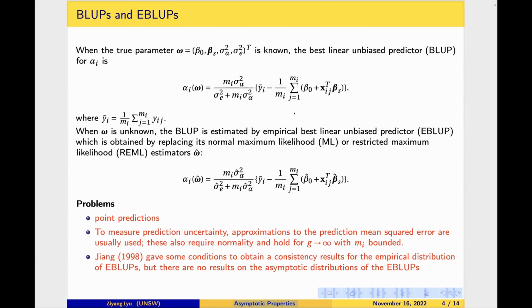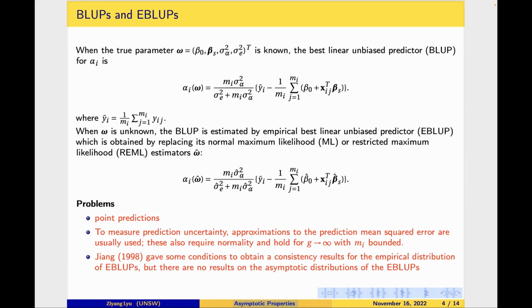When we use the nested error regression model and the true parameter omega is known, the best linear unbiased predictor, BLUP, for alpha i is this expression. But if omega is unknown, it is estimated by an empirical one, replaced by the maximum likelihood or restricted maximum likelihood estimator, omega hat. We just substitute omega hat here. But there are some problems here. When we calculate the BLUP or EBLUP, it is only a point prediction or point estimator.